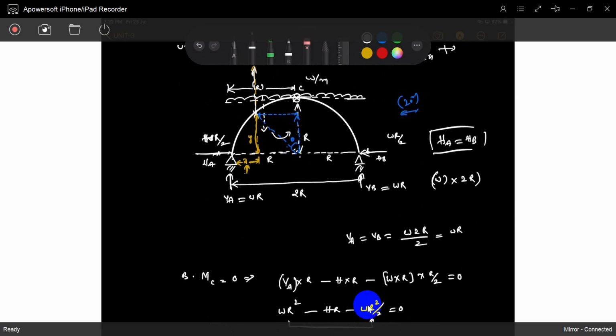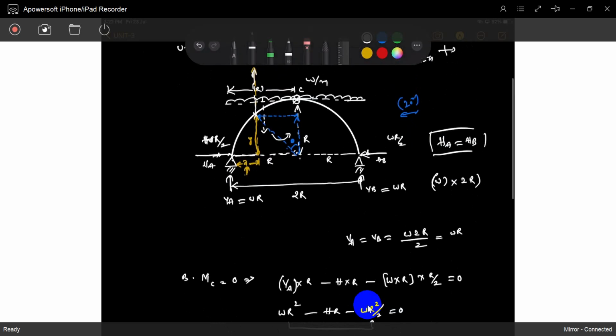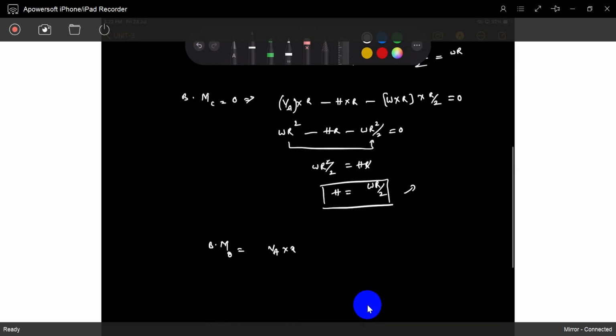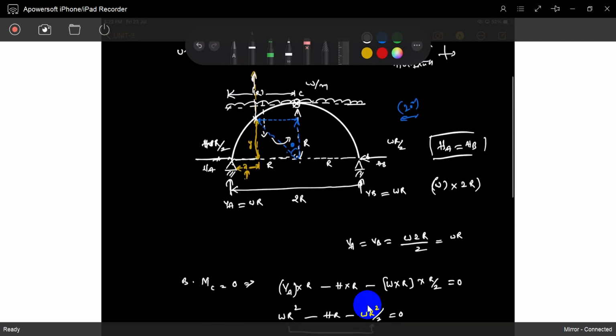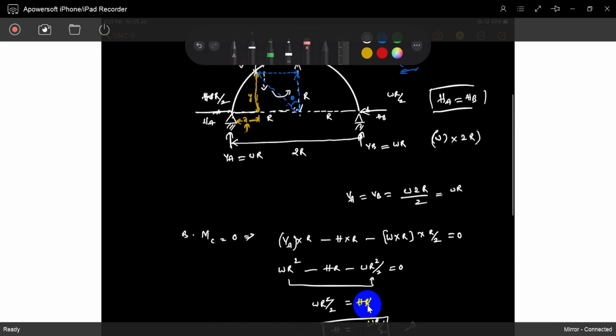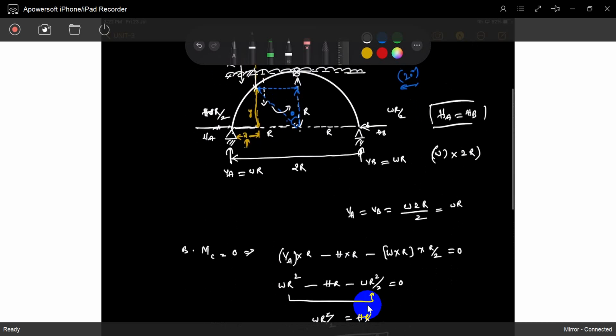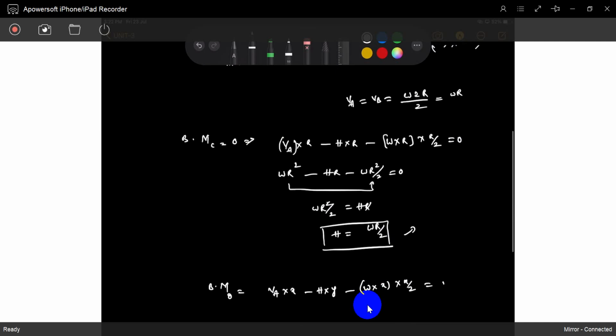How can you write it? VA multiplied with the x distance. H multiplied with y. And this vertical load, what is that vertical load? The vertical load is w, acting at x distance, on x by 2. That is the bending moment.